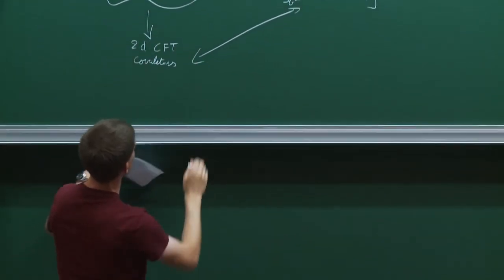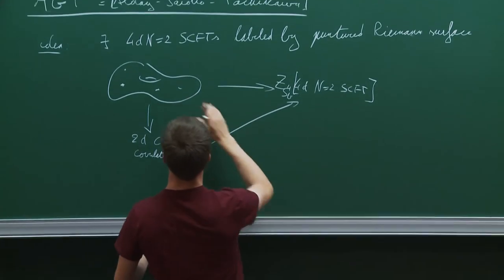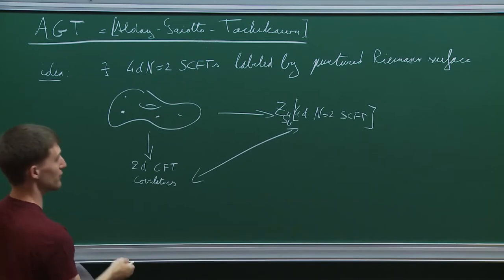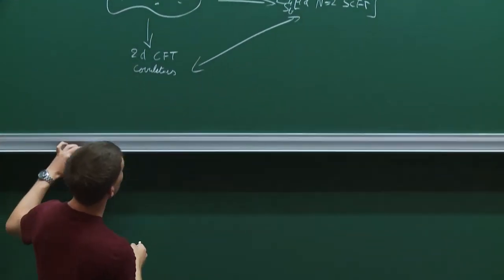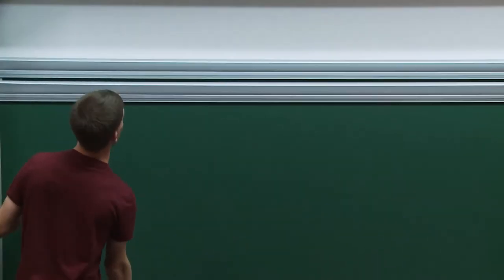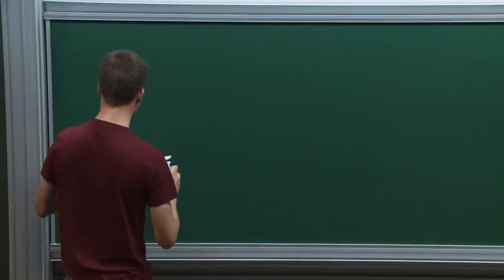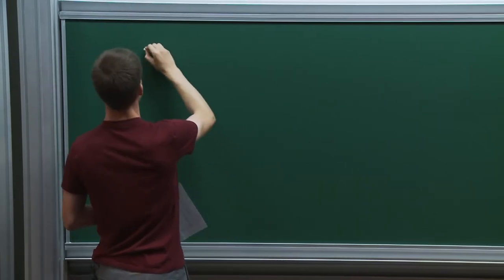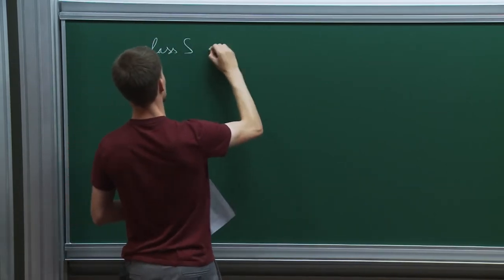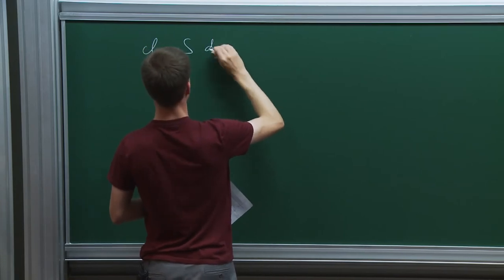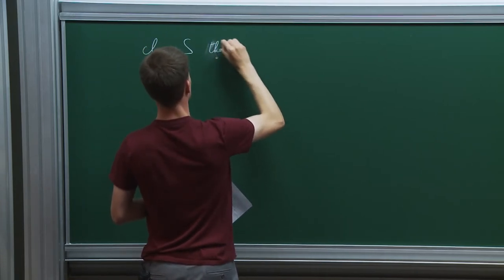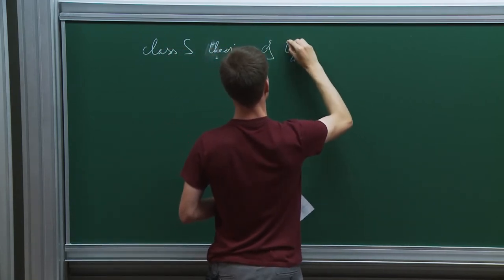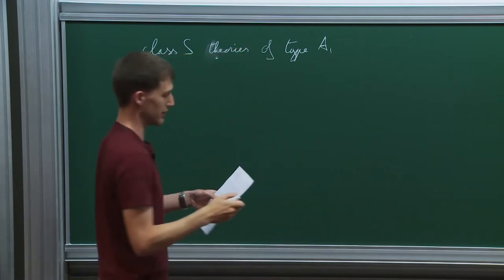So, but before getting to this, let me come back to this first statement that there is a 4D N=2 SCFT associated to any Riemann surface. So yesterday we started discussing class S theories. That's how these theories are named. Class S theories of type A1.